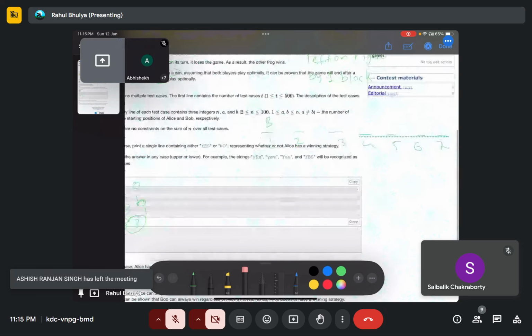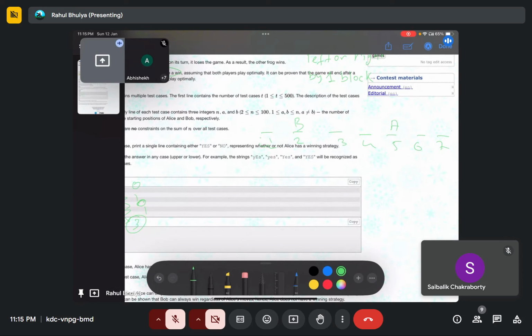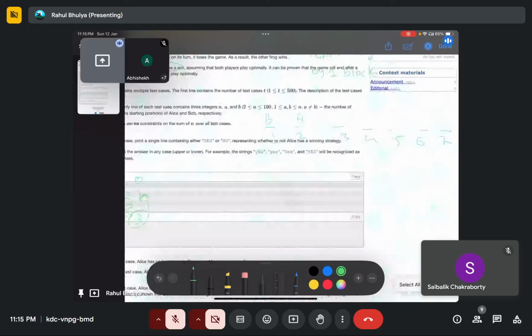So Alice was here. Alice wants to move here, so Alice will move here. Bob does not want to minimize the difference, so he will move here. Then Alice will move here. Then Bob has no choice, so he will move here again. Then Alice will again move here. Bob has no choice, so he will move here. Alice will again move here. So Bob has no choice, so the game will end here, and Alice will win.